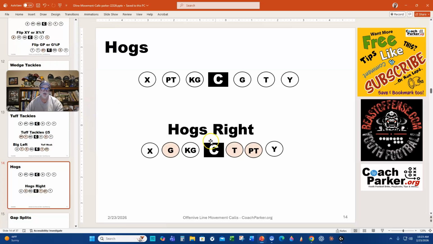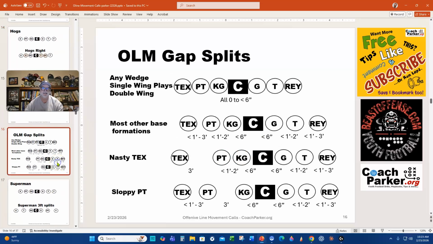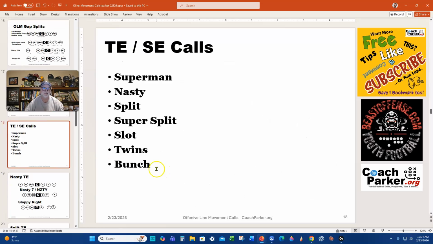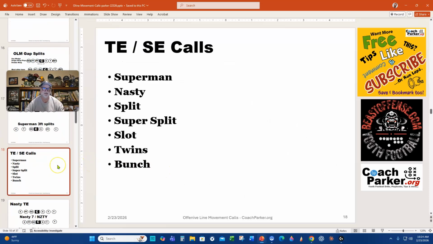So here you've got Hogs, and you see them over there. So we're just moving guys around. We can get into splits. Those are kind of movements we have. Our base splits are 0 to 6 inches. They may be bigger with other things, but then we've got these nasty kind of splits here.